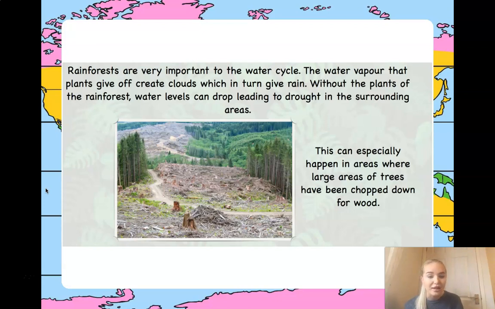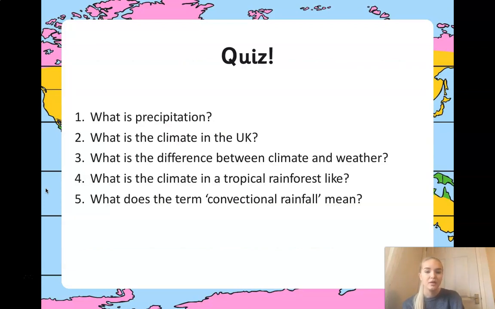the land for other things, this can lead to drought, which is where these clouds are not producing enough water for the rainforest because there's no plants to give off the water vapour to create the clouds in the first place. Now, we have learnt a lot of information today, and I've got a quiz for you here of 5 questions which sum up your knowledge for today. So can you pause the video and have a go at these following 5 questions, please?